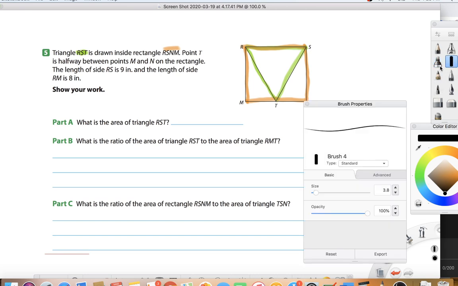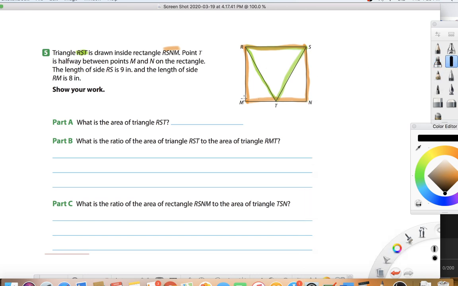what's the length of RS? The length of RS is 9. And the length of RM is 8. If this is 8, that means that this triangle has the height of 8 right here. But this triangle has a base of 9, and this rectangle has a base of 9 as well. So it says, what is the area of triangle RST?